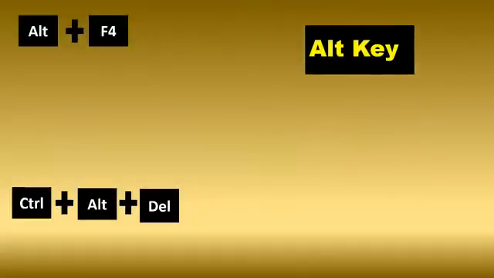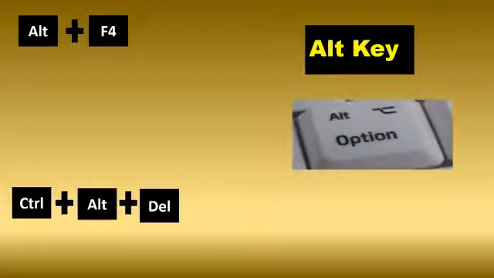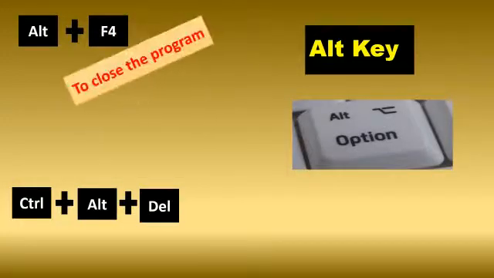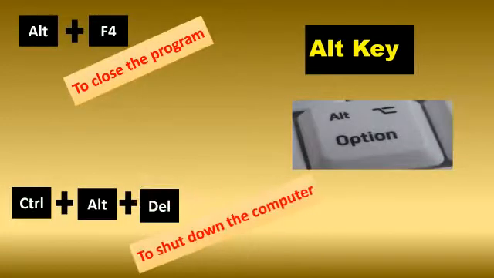Let us discuss about Alt key. This key is marked as ALT. It is used in combination with other keys to perform certain actions. For example, if you press Alt key and function key F4 together, then it will close the program. If you press Control key, Alt key and Delete key together, then it will shut down the computer.